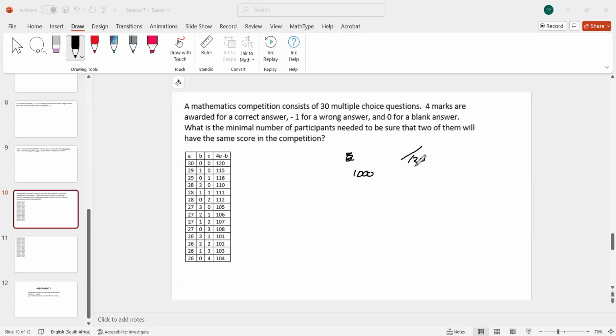So it's all about how many scores you've got and how many people there are. So what are the possible scores? Okay, so the highest possible score is 120, as you can see, because then you get all 30 right, all 4 marks. That's the highest score.